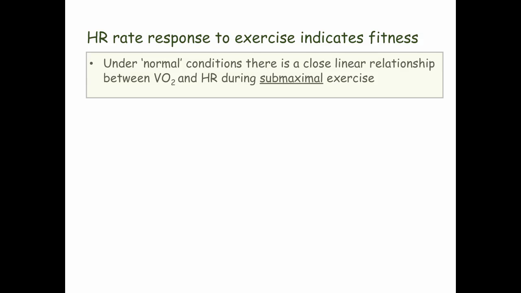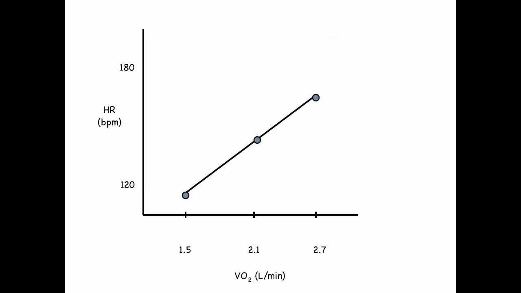We know that someone's heart rate response to different exercise intensities indicates fitness. Under normal conditions, so the person's not sick and not taking any medication to lower their normal heart rate, there's a close linear relationship between someone's volume of oxygen consumed and their heart rate during submaximal exercise. I'm going to show you a graph to illustrate this. On the x-axis we have different exercise intensities that elicit different VO2s, so volume of oxygen consumed, and on the y-axis I've plotted someone's theoretical heart rate response. Again, we have a linear relationship here.